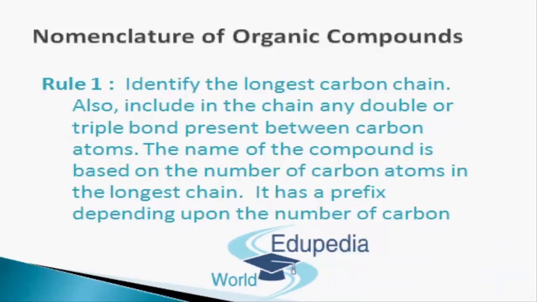Rule 1. Identify the longest carbon chain. While identifying the longest carbon chain, include in the chain any double or triple bond present between carbon atoms. The name of the compound is based on the number of carbon atoms in the longest chain. It has a prefix depending upon the number of carbon atoms present in the longest chain.